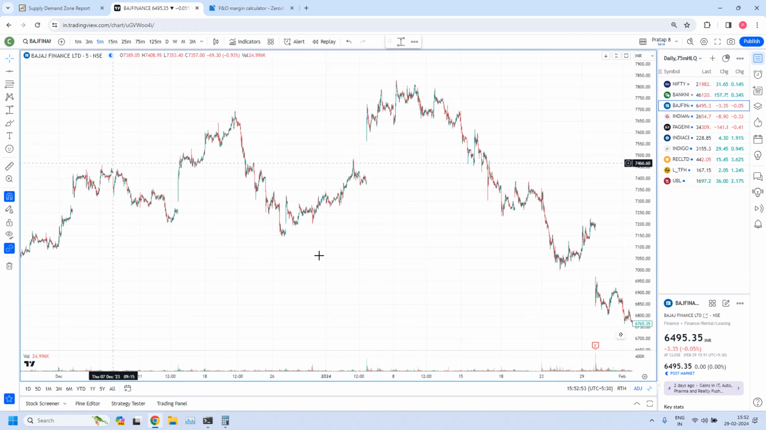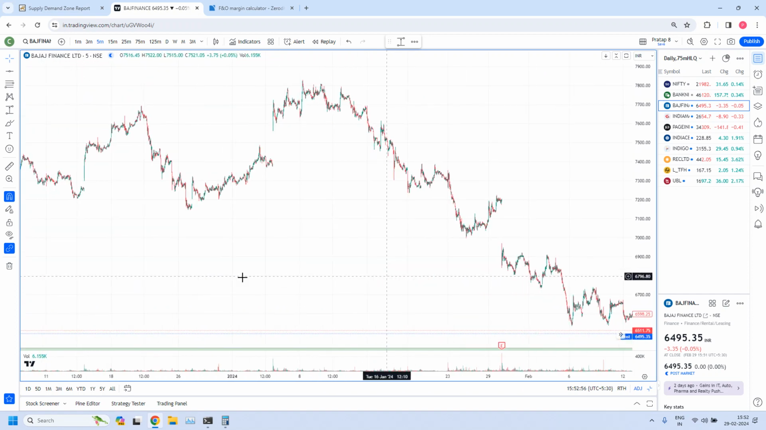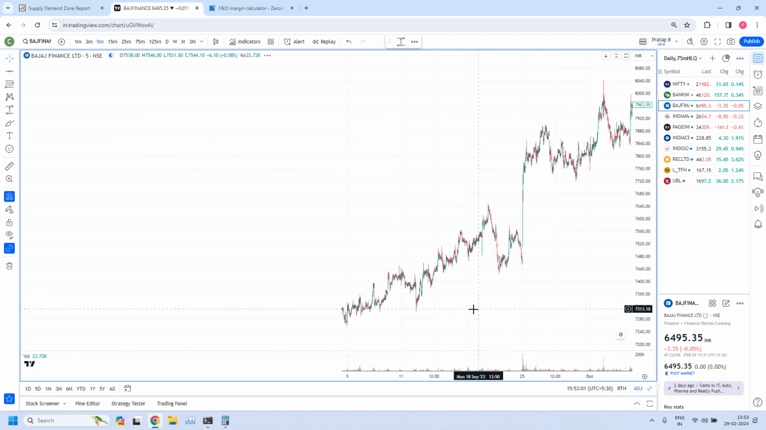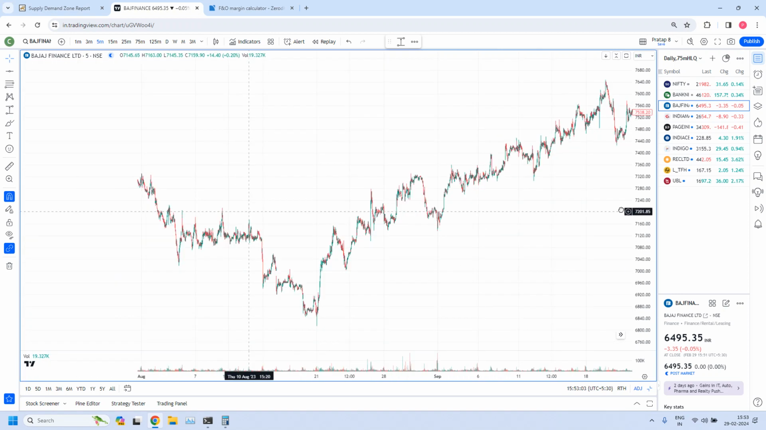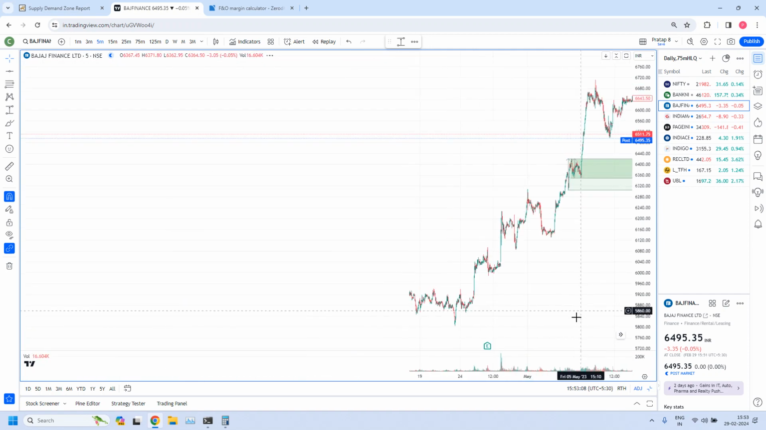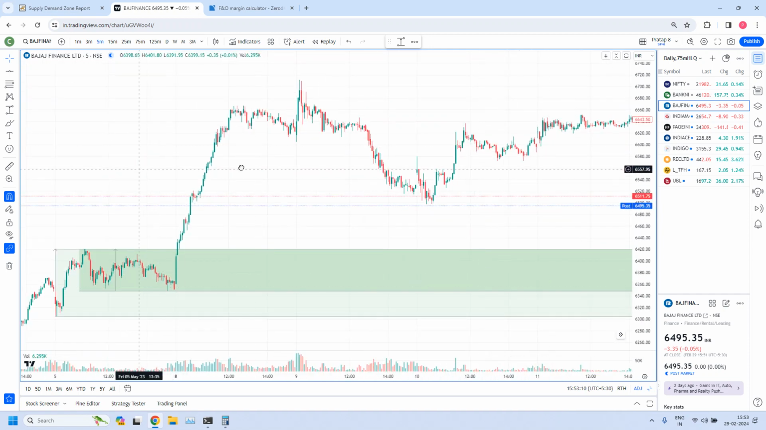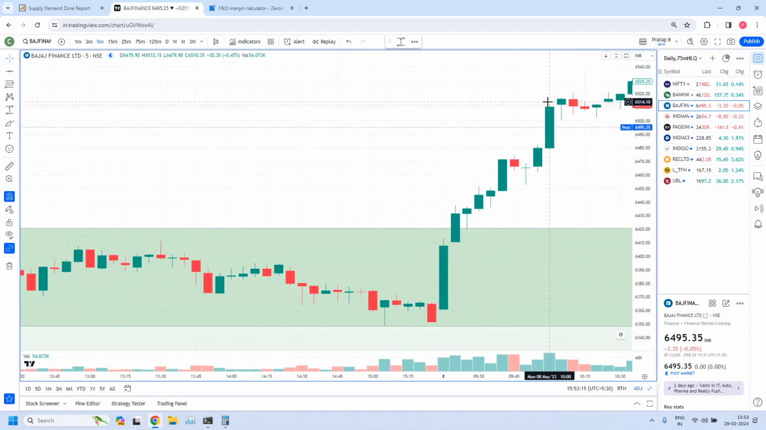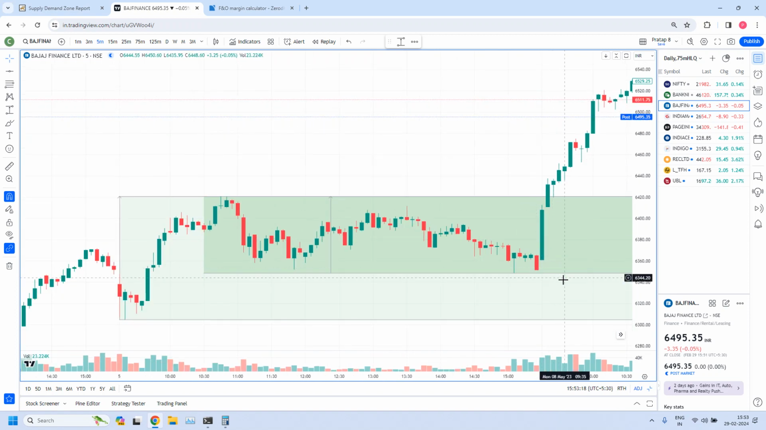Sometimes we should know the reasons. What could be the reason? Because we expected this zone will be violated, but that didn't happen. So what could be the reason? That is what we have to learn. When you want to learn something, sometimes you see the reasons like this.